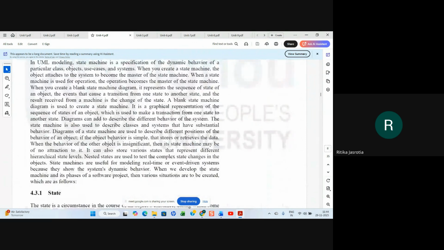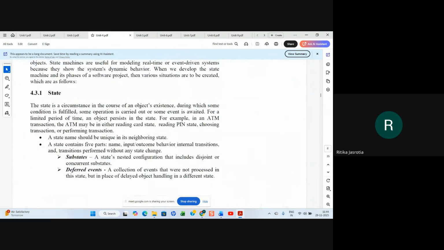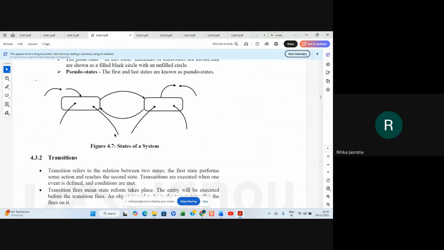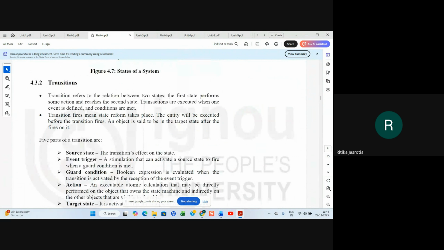Event is there. Then state. The state is a circumstance in the course of an object's existence during which some condition is fulfilled, some operation is carried out, or some event is awaited. For a limited period of time, an object persists in the state. For example, in an ATM transaction, the ATM may be in either reading card state, reading pin state, choosing transaction, or performing transaction. So this is a state. What is transition? Transition refers to the relation between two states. The first state performs some action and reaches the second state. The transitions are executed when one event is defined and conditions are met. Transition fires means state change takes place. So that is what transition is.